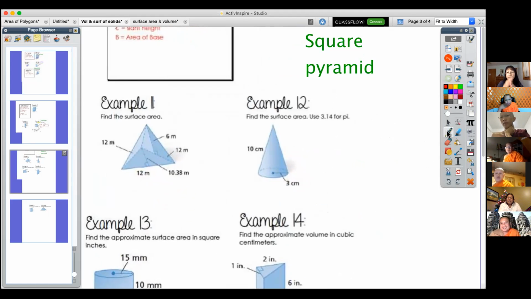We just break it up, lay it out open and then find the area of each one.